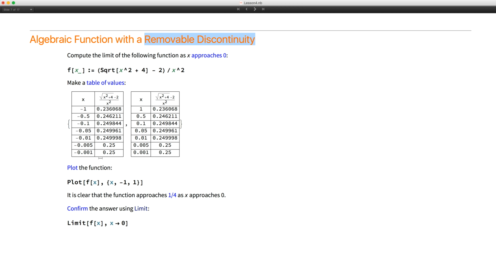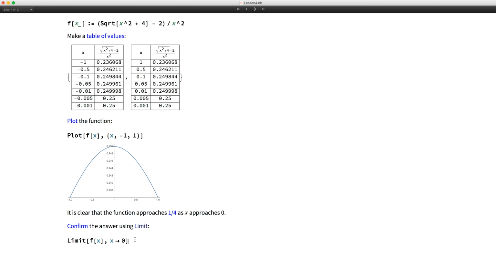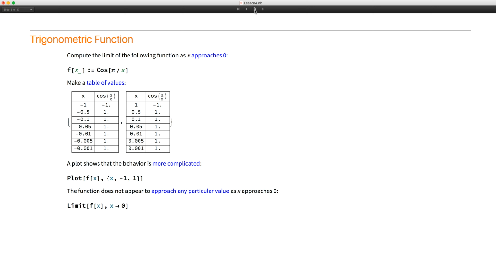In fact, if we make a table of values, you see that when you're very close to 0, the value is very close to 0.25. So you plot the function, and you see that the value at 0 does seem to approach 0.25. And you can confirm the answer with limit, and you get back the value 0.25 as an exact number, a quarter. Okay, so let's go on now to a slightly more tricky function.